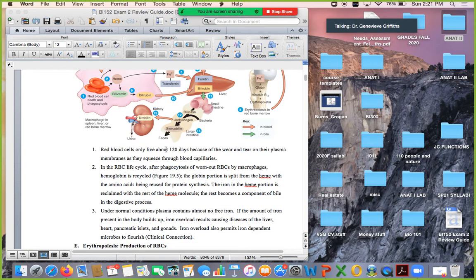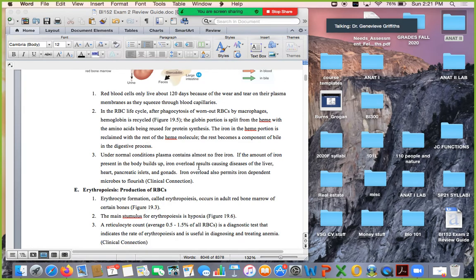And red blood cells have such a short lifespan because they have a lot of wear and tear because they squeeze through capillaries. Capillaries are very small. They're about the same width, so they're constantly undergoing this shear stress on the plasma membranes. But again, we're going to make sure we recycle all of these materials, so it's going to be broken down into its basic components and reused for either protein synthesis, etc.